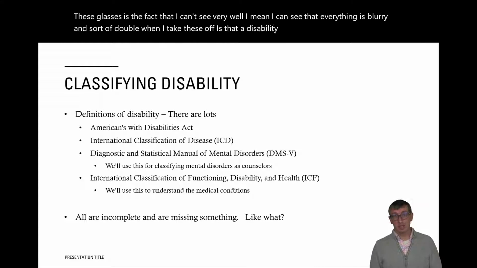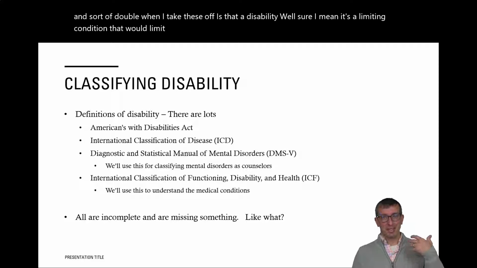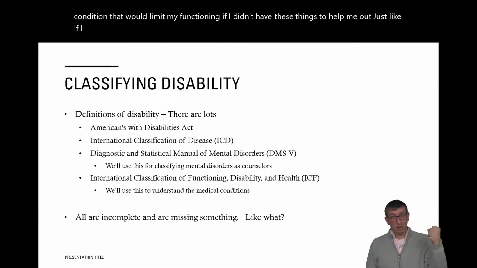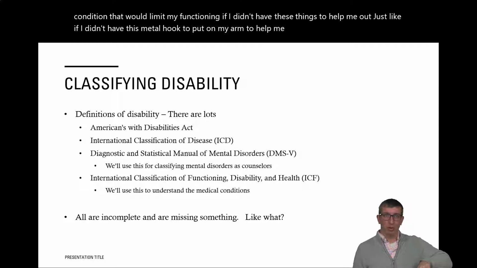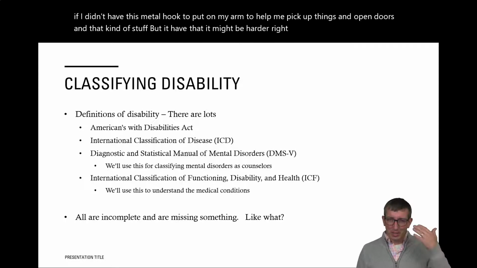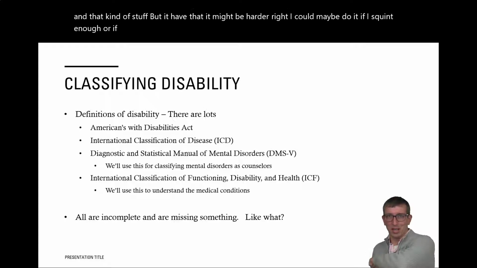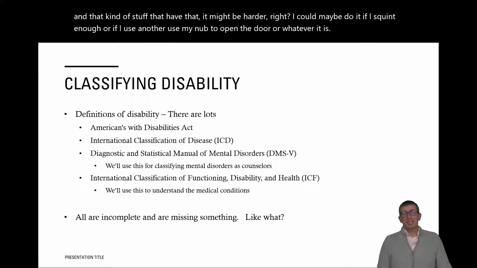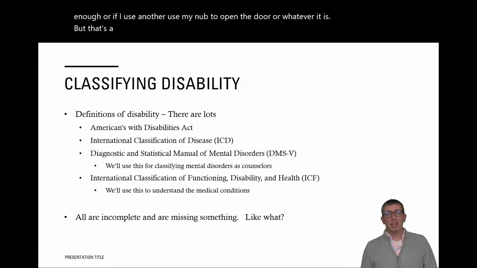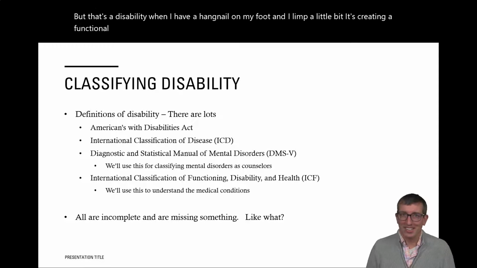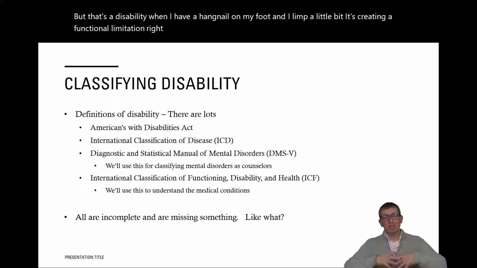It's a limiting condition that would limit my functioning if I didn't have these things to help me out. Just like if I didn't have this metal hook to put on my arm to help me pick up things and open doors and that kind of stuff. If I didn't have that, it might be harder, right? I can maybe do it if I squint enough or if I use my nub to open the door, whatever it is. But that's a disability. When I have a hangnail on my foot and I limp a little bit, it's creating a functional limitation, right? So disability can be really broadly understood or it can be very specific.